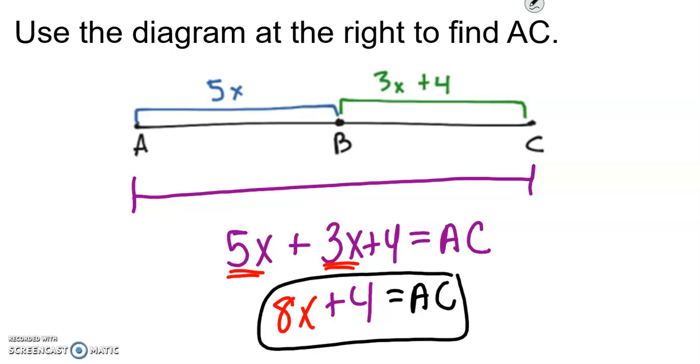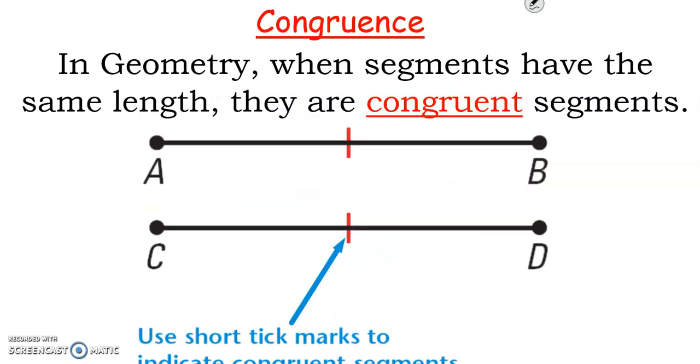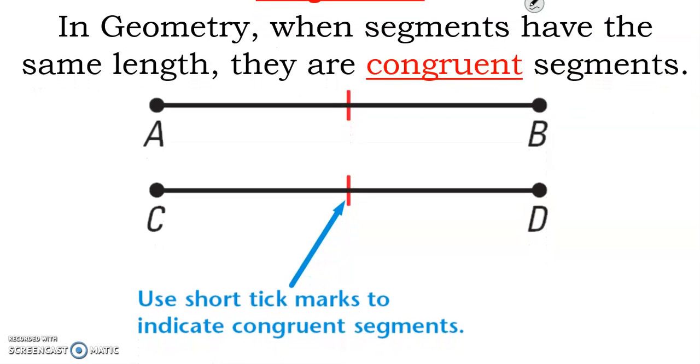The last part we're going to talk about today is congruency. In geometry, when segments have the same length, they are congruent segments. So this is called a tick mark, and the tick marks indicate that the segments are congruent. So here, segment AB is congruent to segment CD because the tick marks show that they're congruent. So this means that their lengths are the same.